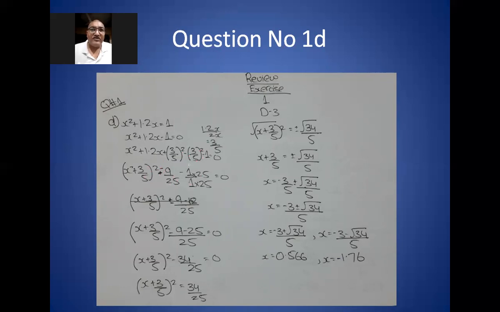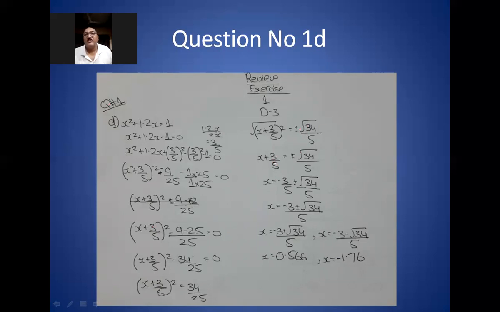So I will simplify these two, and I will get this. So x plus 3 by 5 whole squared minus 34 by 25 equals 0. And x plus 3 by 5 whole squared is equal to, I took this to the other side, 34 by 25. So take the square root on both sides. You will have x plus 3 by 5, and this will become plus minus under root 34, and the under root of the 25 will be 5.